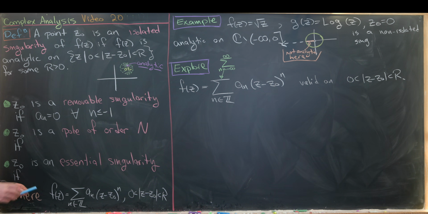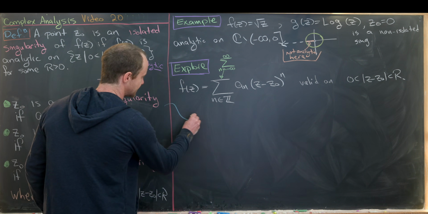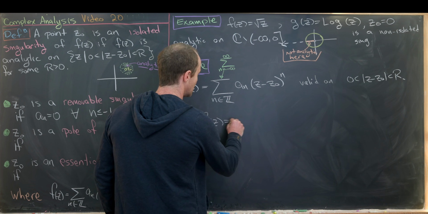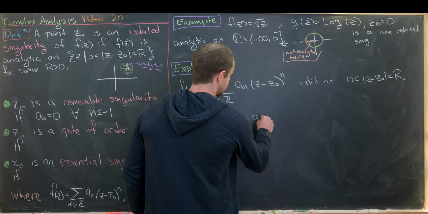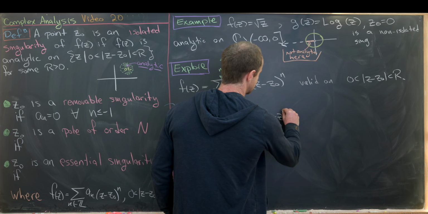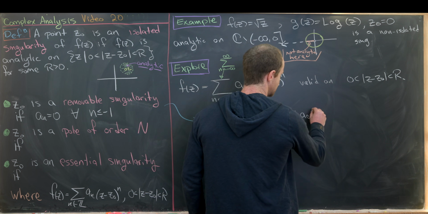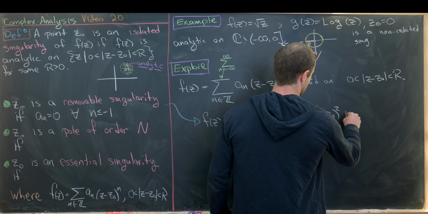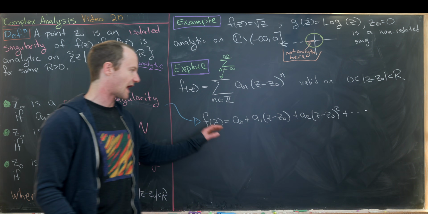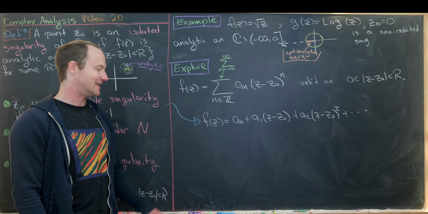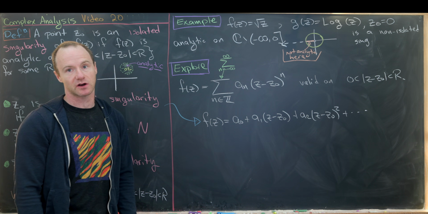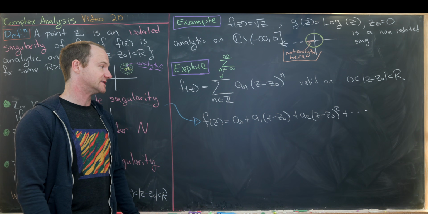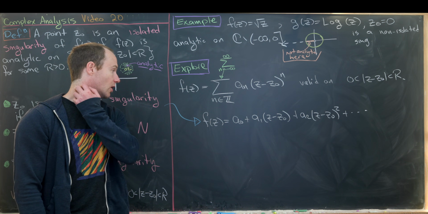So why is this a removable singularity? Well, let's notice if we do the expansion here, we'll get f of z equals a naught plus a1 times z minus z naught to the first power plus a2 times z minus z naught to the second power, and so on and so forth. So we don't have a z minus z naught in the denominator of any of these terms. So that means we should be able to quote unquote plug in z naught with no problem at all.